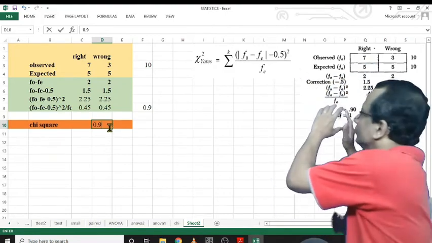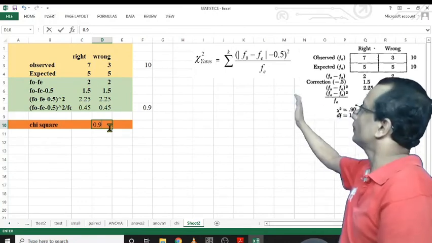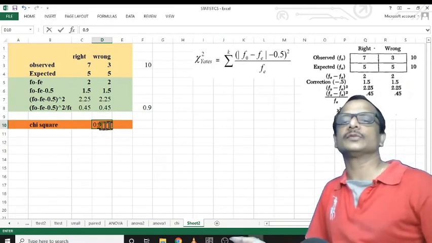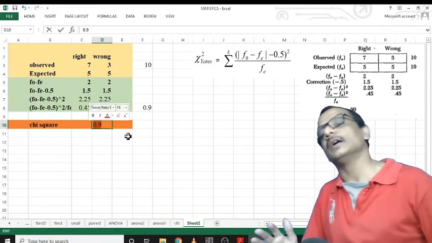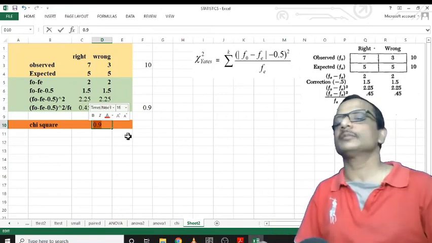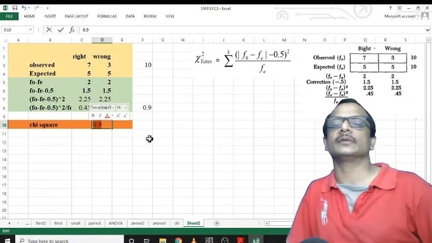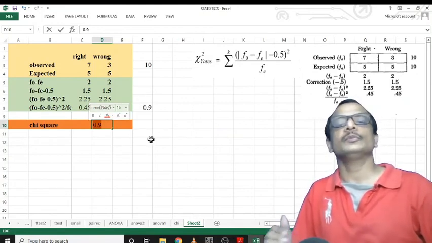Now this is the result: chi-square is equal to 0.9. Now compare this value with the table value. That's all. All other things are the same as the usual chi-square. I think it is easy for you to follow.